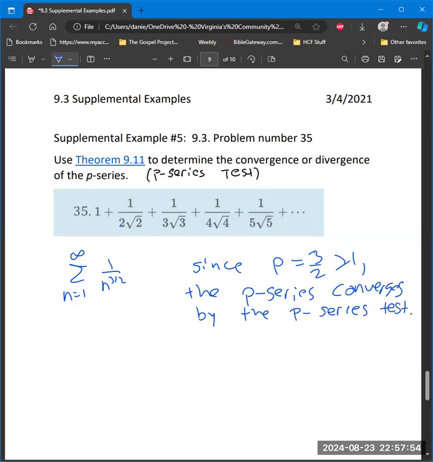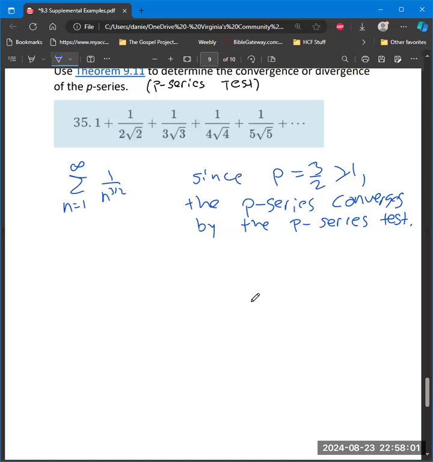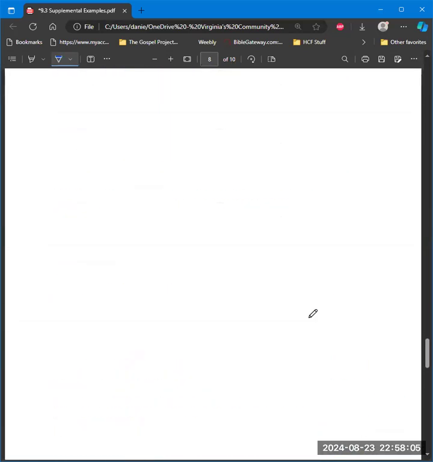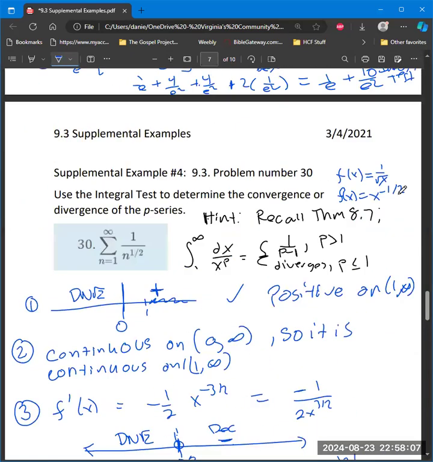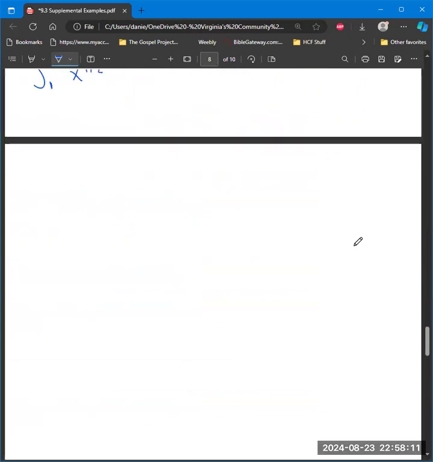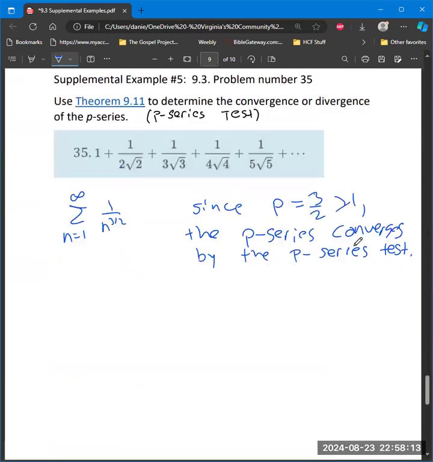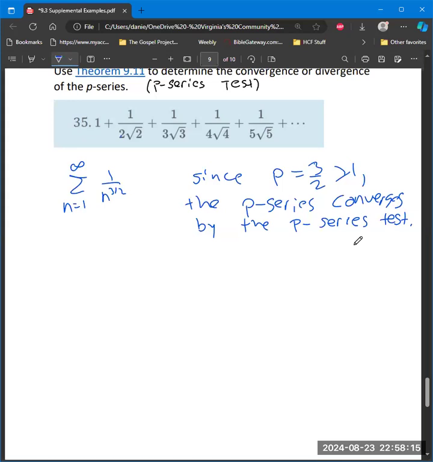If we actually want to know what the integral converges to, we can find that, but that has nothing to do with what the series converges to. Just if the integral converges, which it will, if p is greater than 1, then the series will also converge. So that's it. That one was pretty easy using the p-series test.